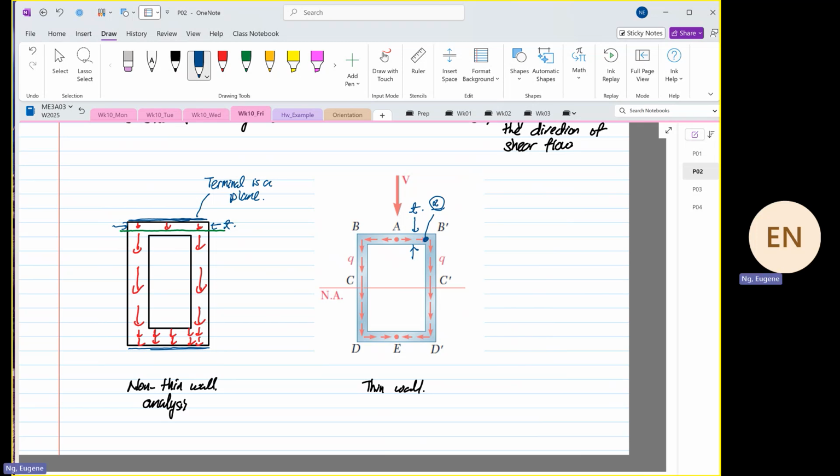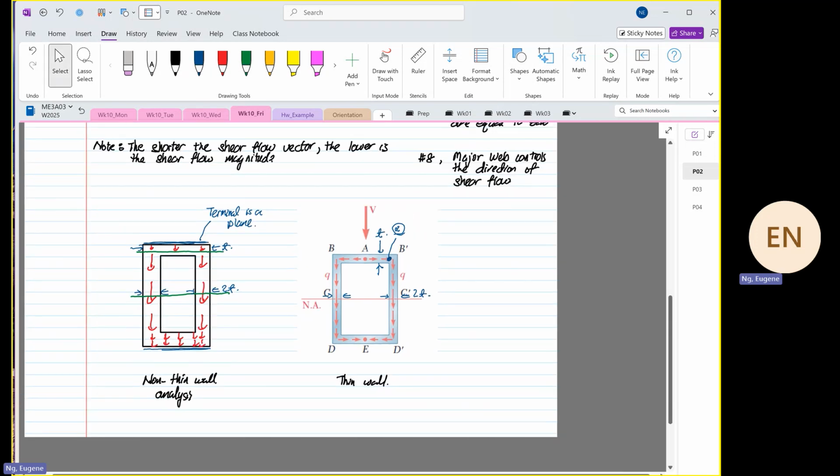Now, there are also somewhat similarities, yes or no? If we were to find the centroid, the thickness we're going to use is these two thicknesses over here. We have 2T, yes or no? For thin wall analysis, it's the same. As I mentioned before, there are similarities and there are also differences.